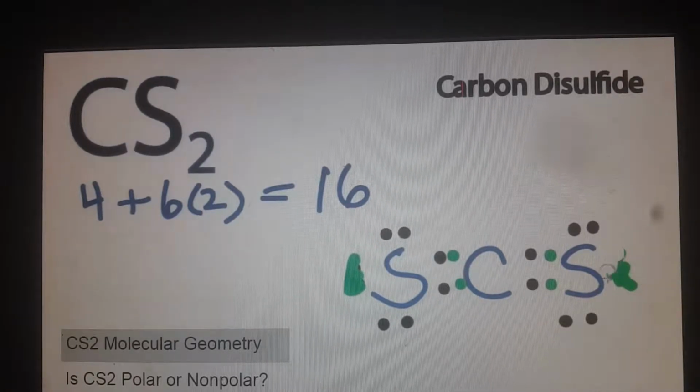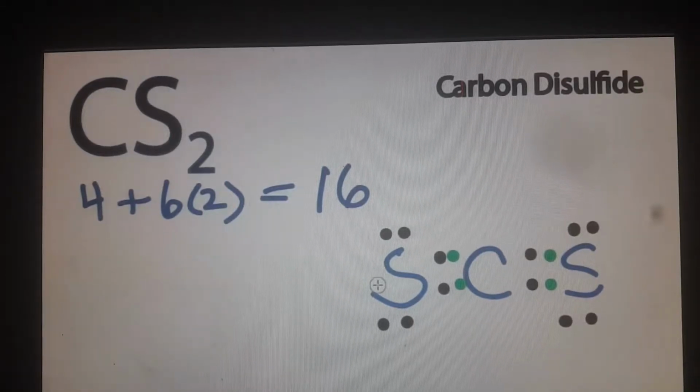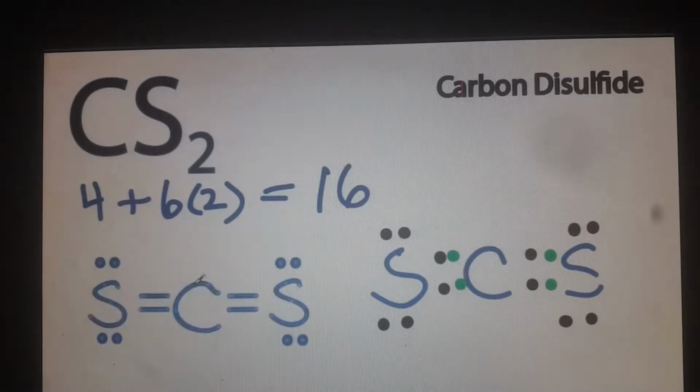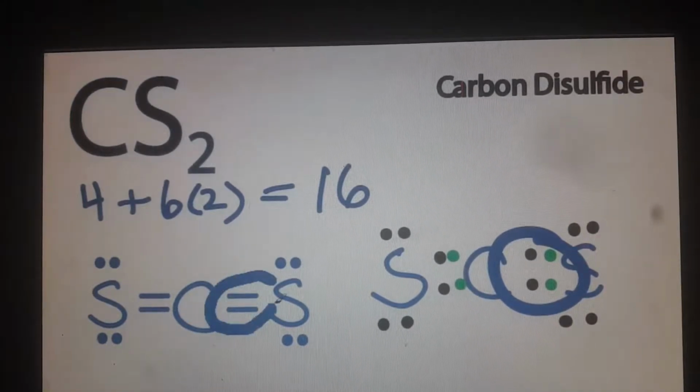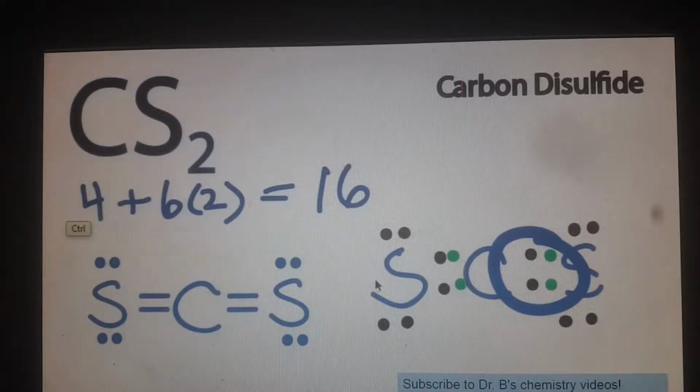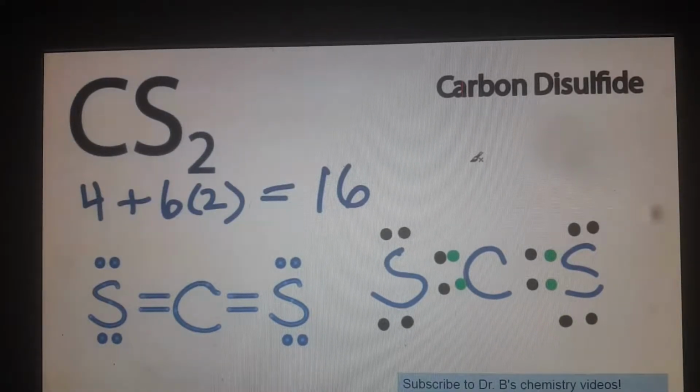So we have this structure here, and we can also write it as what is called a structural formula, and that's going to look like this right here. And with the structural formula, a line represents a pair of electrons. So we have 2 pair of electrons here, and we have these 2 lines here. That's the Lewis structure for CS2.